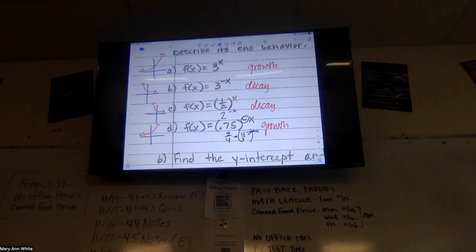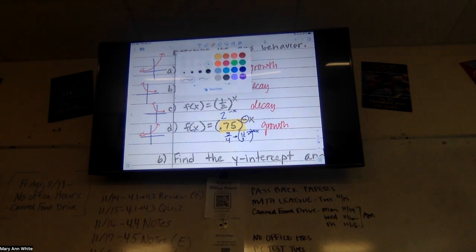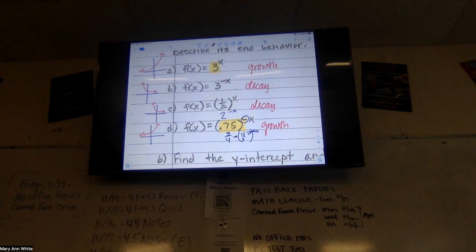So some things to note. If you have a number bigger than 1 with a positive exponent, or a fraction or decimal with a negative exponent, those are both growth. If you have a whole number with a negative exponent, or just a fraction or a decimal, those are decay graphs.